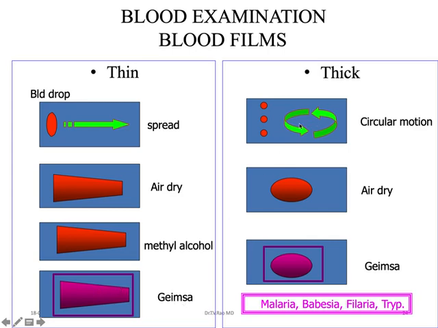But for the thick, you have to use 3 drops, and you have to make a circle, circular motions, to get this form, and then you have to dry it by air, and then directly stain it with Giemsa stain. And we can look for Babesia, filaria and trypanosoma.